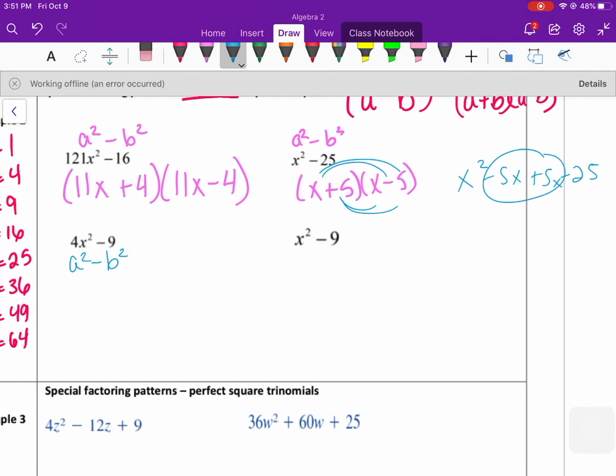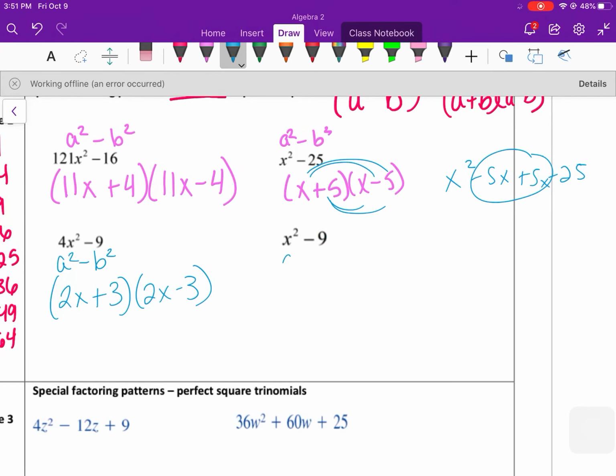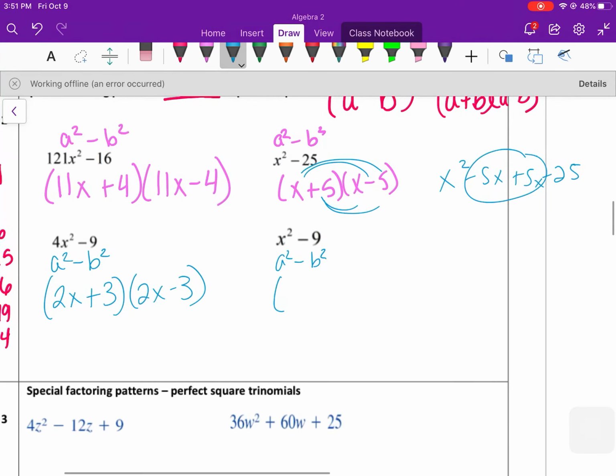Here, a squared minus b squared, since 4x squared is a perfect square and so is 9. The square root of 4x squared is 2x, the square root of 9 is 3, so 2x plus 3 and 2x minus 3. A squared minus b squared again, where you have x and 3 as your square roots, and you can write the minus first if you want. It can be x minus 3 times x plus 3. It doesn't matter which way you write the parentheses in order there.